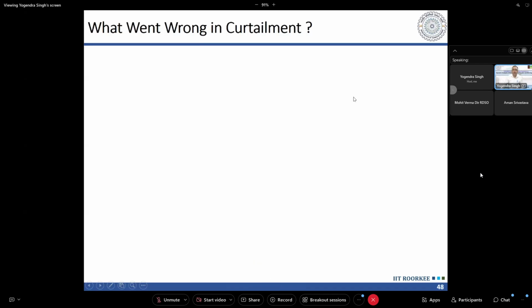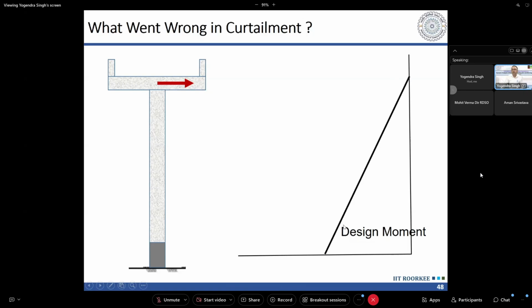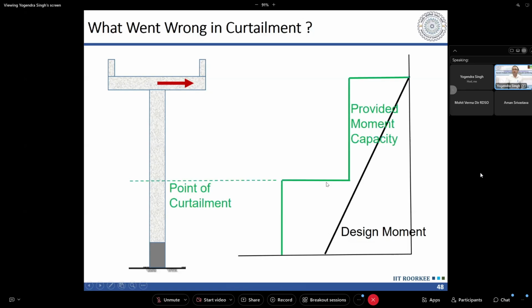Let us say there is a pier subjected to some horizontal force at the top, where the mass is lumped. The bending moment diagram, we understand, will be linear. It will be maximum at the base and zero at the top. When we design for this bending moment, the capacity we provide will be something like this. At the bottom they have some overstrength, because the provided capacity will be almost more, and then they performed a curtailment here. So in the bottom portion the capacity is this much, and in the top portion above the curtailment the capacity is this much.